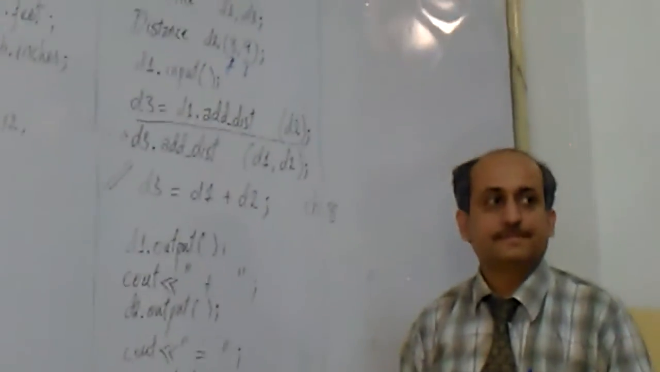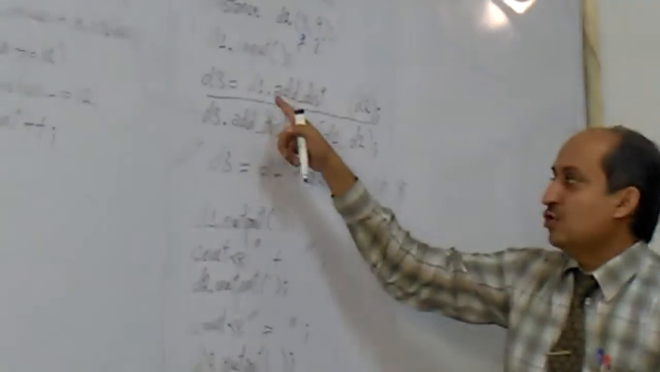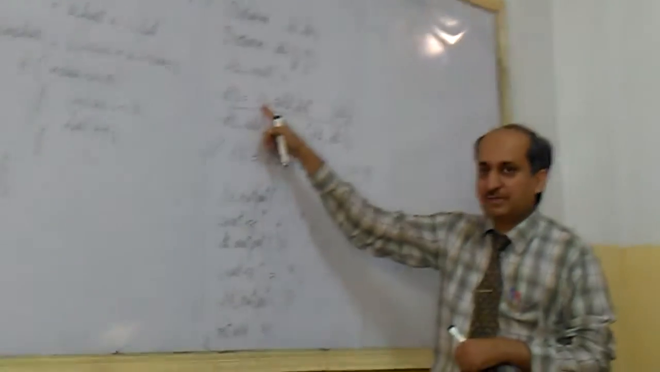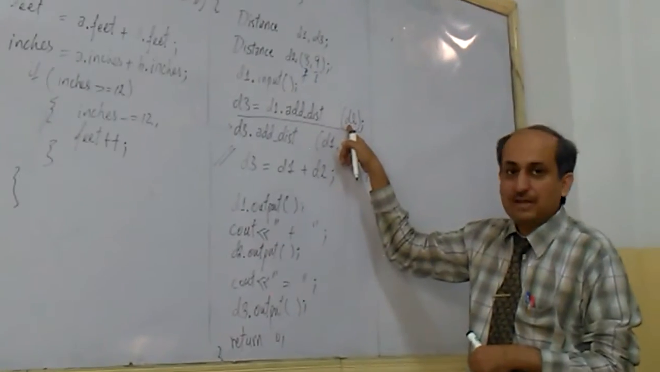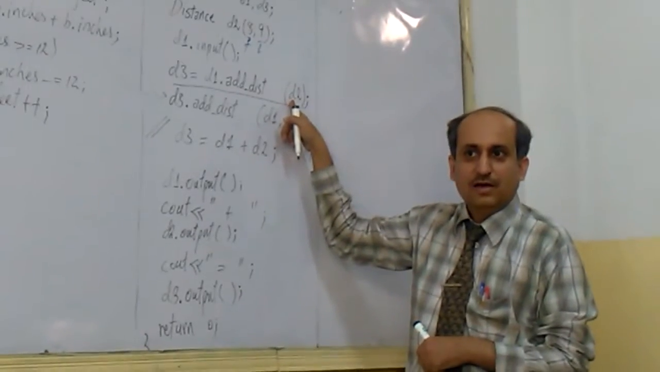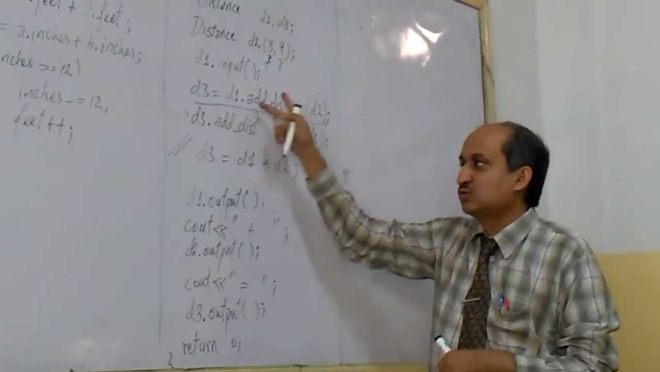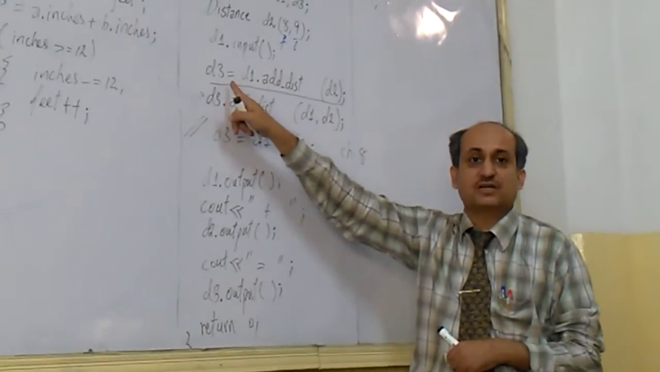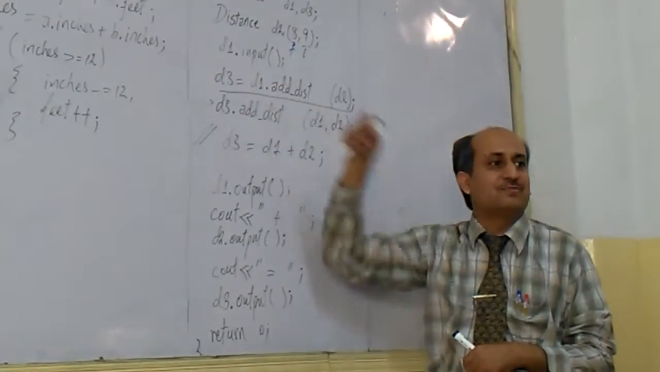Which two objects, which two distance values are being added? The value of feet and inches, which belongs to the calling object, and the value of the distance object, which is being passed to it as argument. Yes, these two are being added, and in this case, on the left side of the function call, we can see that assignment operator.